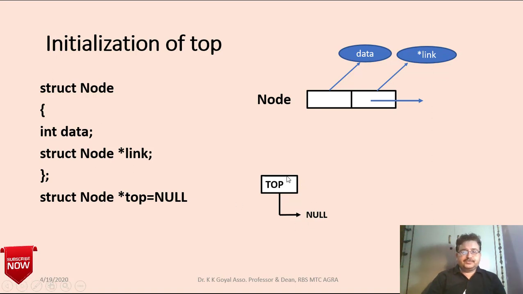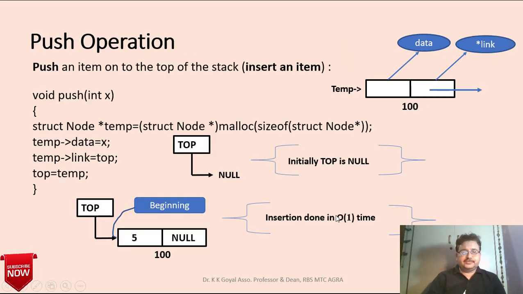Now come to the initialization part. Struct node pointer top is equal to null. It means in the starting the linked list is empty, and top is having the address null. It means it is not having any node address. Now come to the push operation.